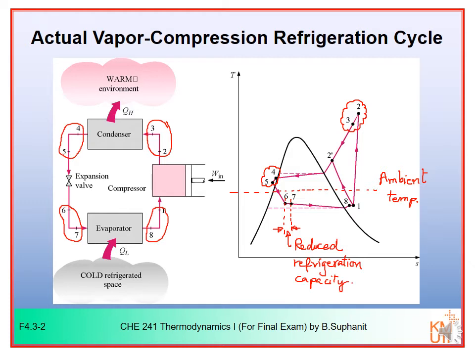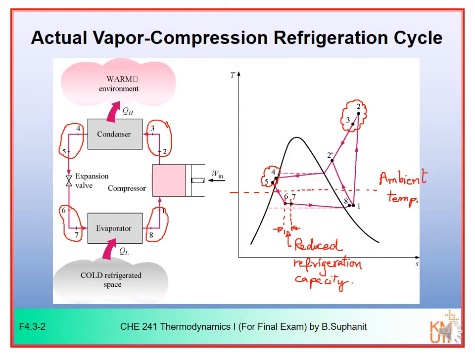In the actual refrigeration system, line 6, 7 here is normally short. The effect of irreversibility in line 6, 7 is therefore insignificant. Very small, this part.